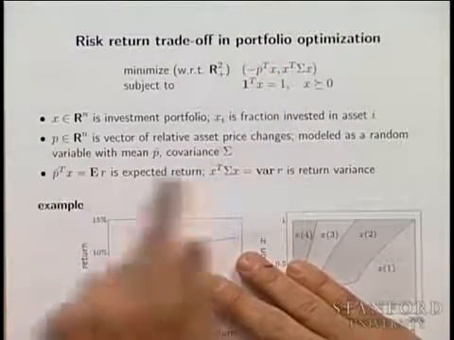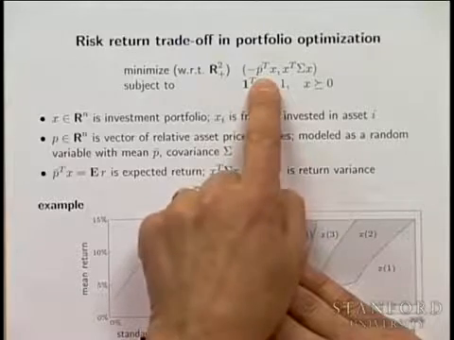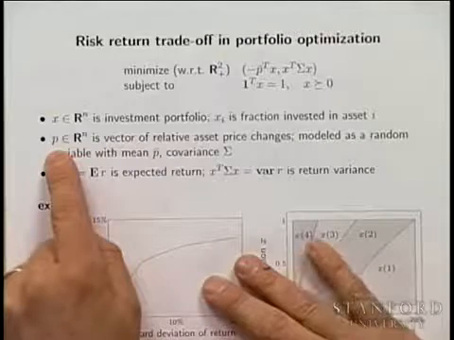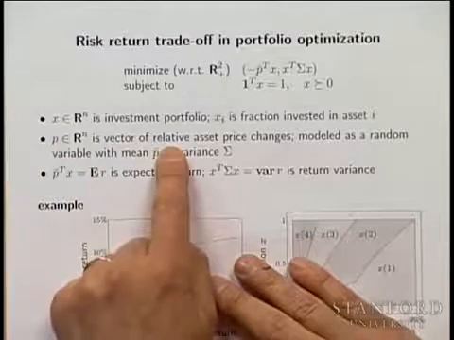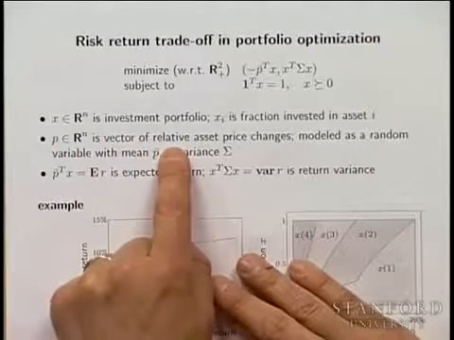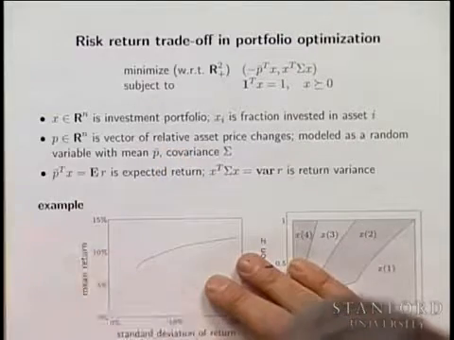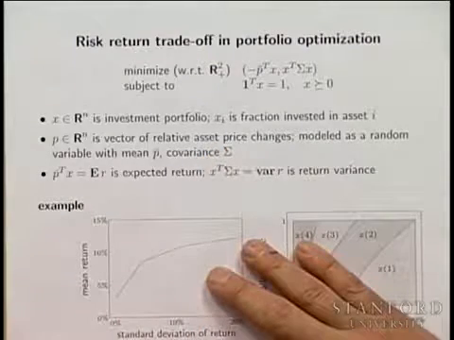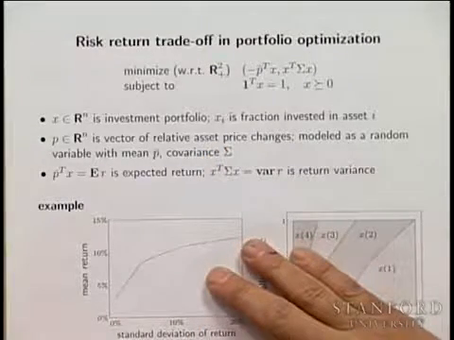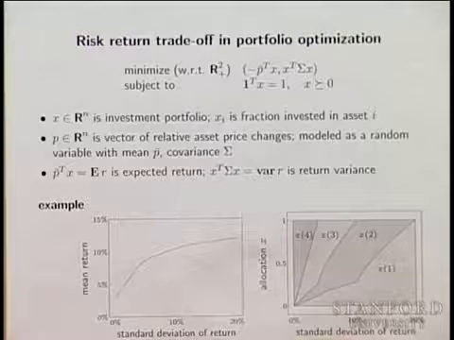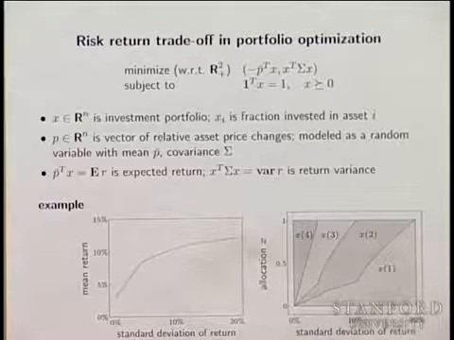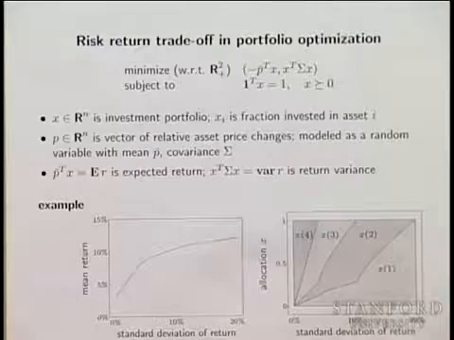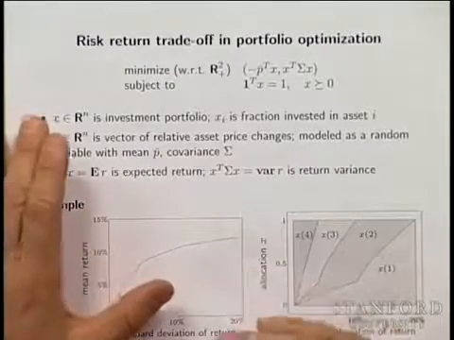There's one period. And what happens is there's a return, or the prices change. So you could call P a vector of relative asset price changes. For example, it could be something like plus 1%, plus 12%, minus 7, or something like that. It means that the first asset went up in value 1%, the second 12, and the other one went down. That's the idea.